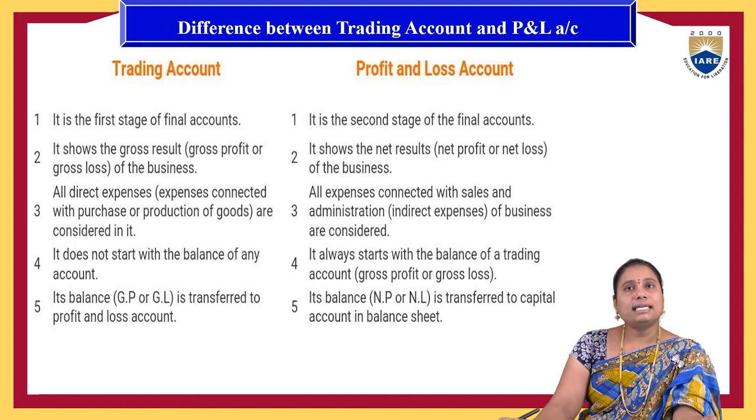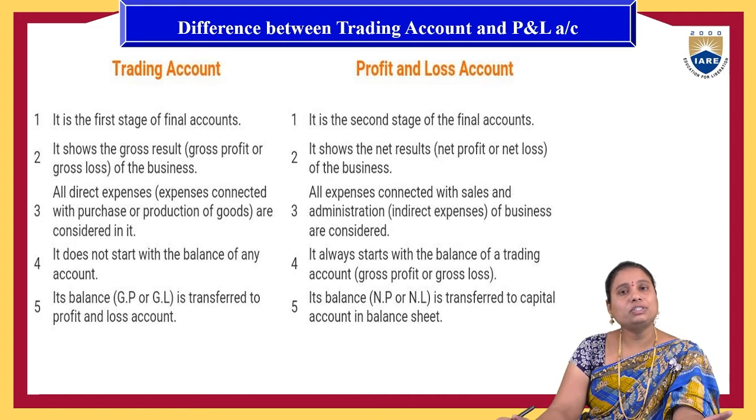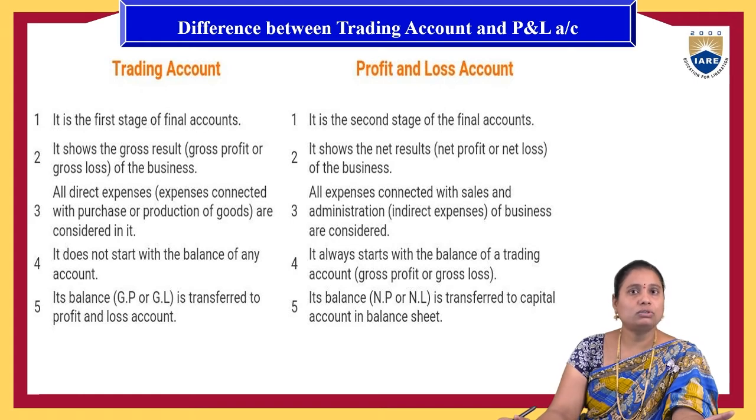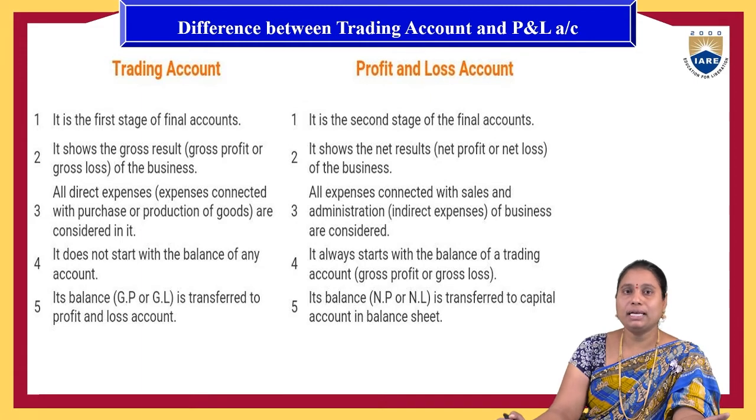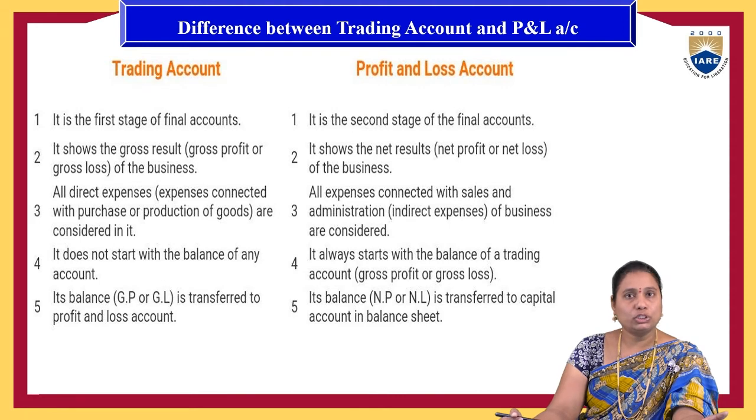So if we see the differences between the trading account and the profit and loss account, the first stage in the final accounts is the trading account. After the trading account only, the profit and loss account will be prepared. The gross result, that is gross profit and gross loss of the business, can be known from the trading account, whereas the net profit and net loss information can be known from this profit and loss account.